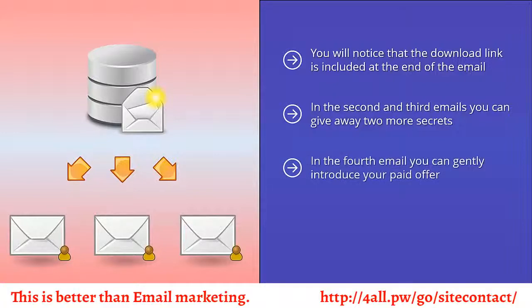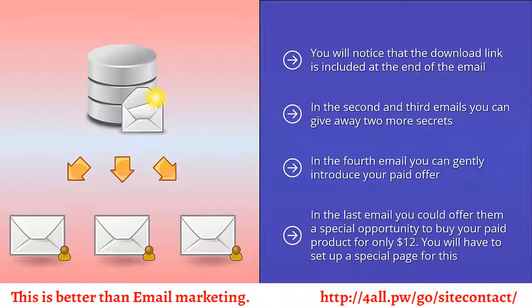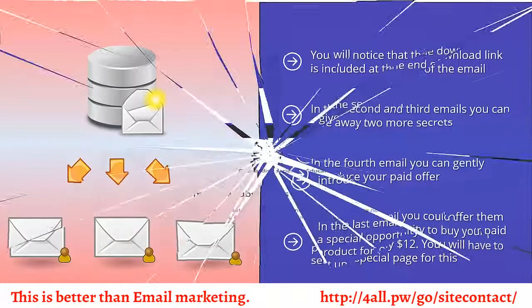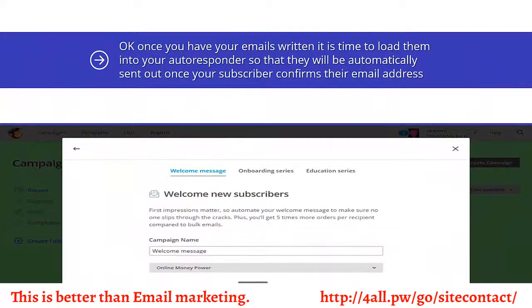In the fourth email, you can gently introduce your paid offer. Make sure that you describe the main benefits and the success that you have had by using the methods described in the product. The fifth and sixth email should be information only, but add value. In the last email, you could offer them a special opportunity to buy your product for only $12. You will have to set up a special page for this. This method works well.